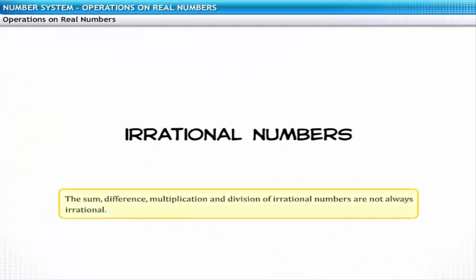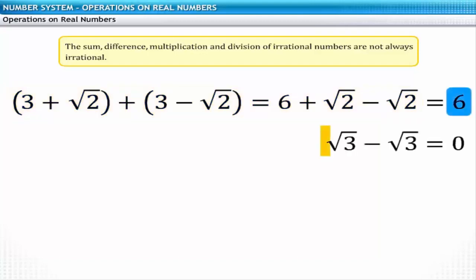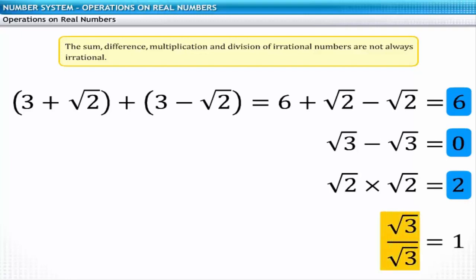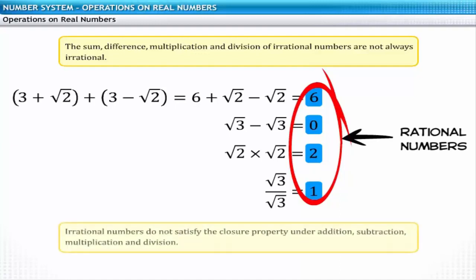Let's have a look. On adding 3 plus the square root of 2 and 3 minus the square root of 2, we get 6. On subtracting the square root of 3 from the square root of 3, we get 0. Similarly, if you multiply the square root of 2 by itself, then you get 2. If you divide the square root of 3 by the square root of 3, then the quotient is 1. Here in all the cases, the obtained results are rational numbers. Thus, irrational numbers do not satisfy the closure property under these operations.